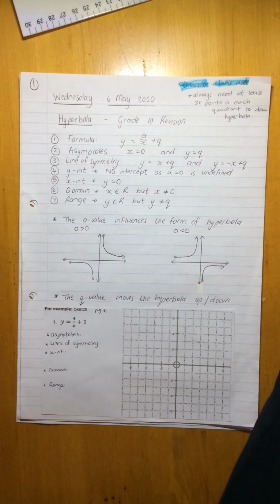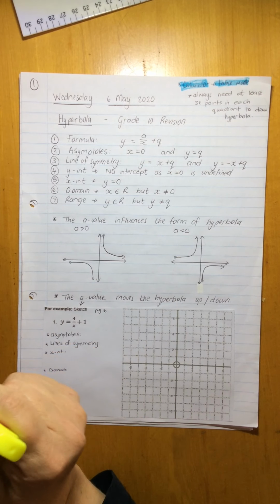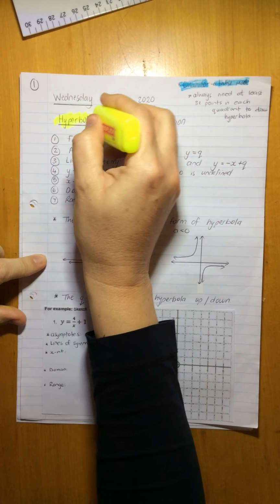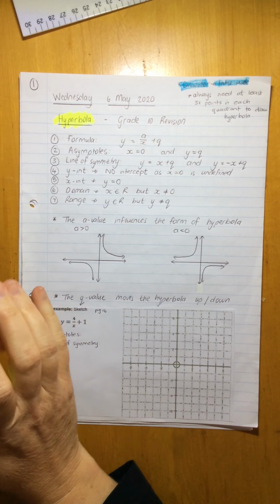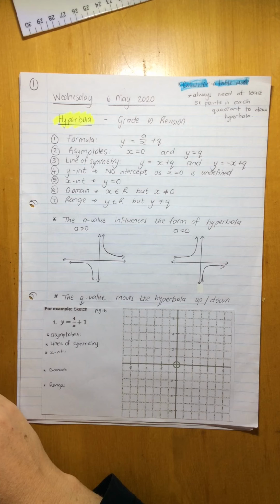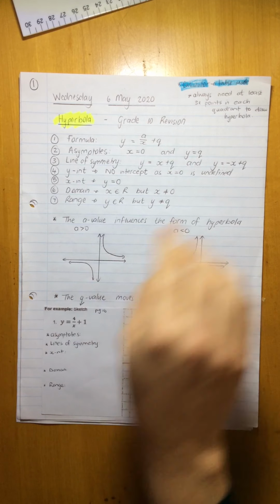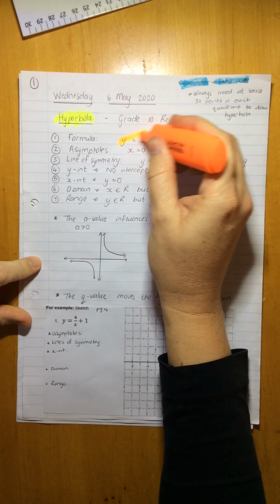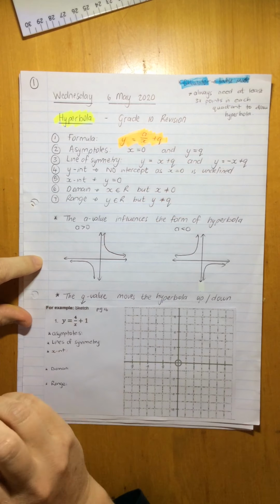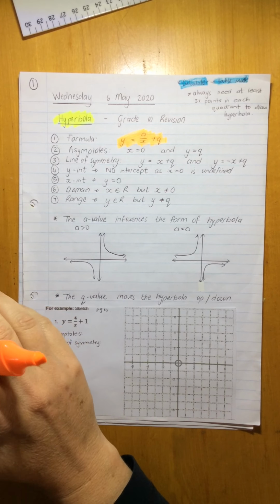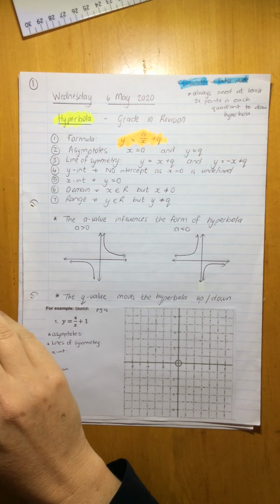Today we're going to have a look at the hyperbola, what you've learned in grade 10. So this is a grade 10 revision session about the hyperbola, which will be followed with what you're going to do in grade 11 with a hyperbola. So the first thing I need to know about a hyperbola is how to recognize when it's given to me using a formula. So the formula for hyperbola is y equals a over x plus q.